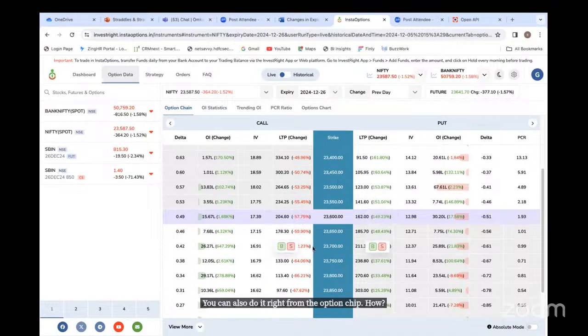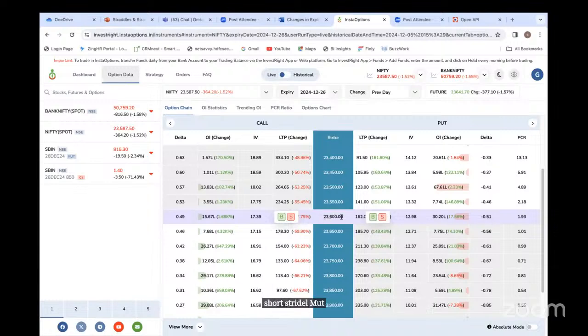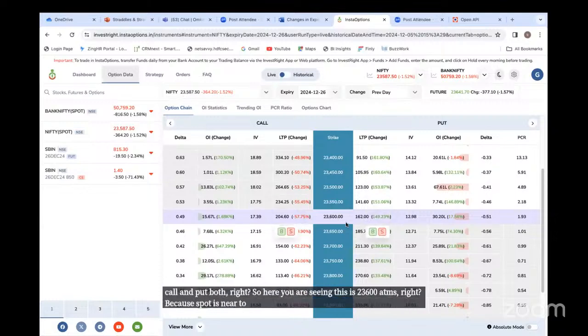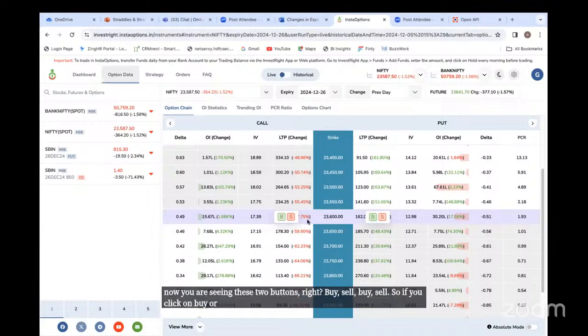Let's create a straddle over here. So what does short straddle mean? We have to sell ATM call and put both, right? So here you are seeing this is the 23,600 ATM strike because spot is near 23,587, the nearest strike. Now you are seeing these two buttons, right? Buy, sell, buy, sell. If you click on buy or sell, it will be added into a basket.